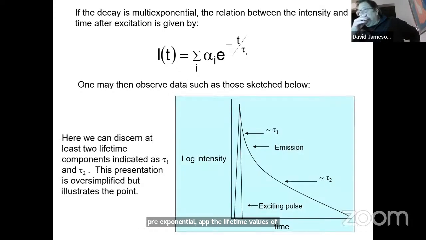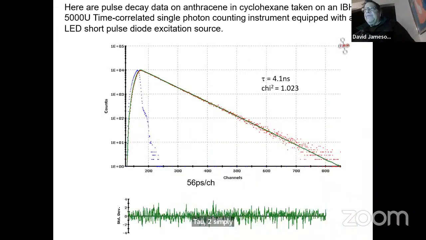And if we look at the log scale again, if it was a single exponential, we'd get one straight line. But we might have, here we show two components well separated: at short times you can see tau 1, and at longer times tau 2. Simply oversimplified, but it illustrates the point, okay?